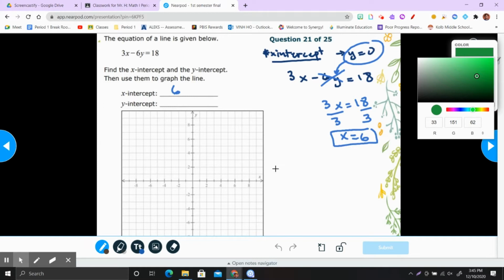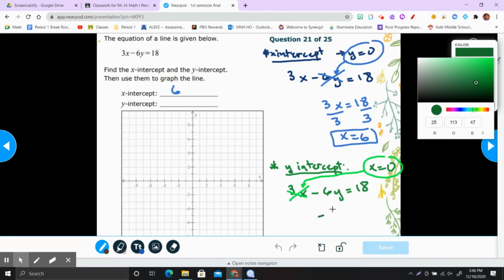Okay, we're going to do a similar step for the y-intercept. For the y-intercept, x is 0, right? The opposite. Y-intercept, x is 0. X-intercept, y is 0. So 3x minus 6y equals 18. Plug in 0 for x. That means 3 times 0 is 0. We cross that out. Leaves you with negative 6y equals 18.